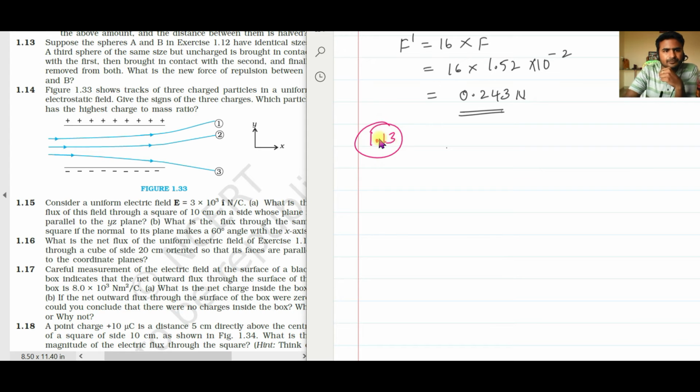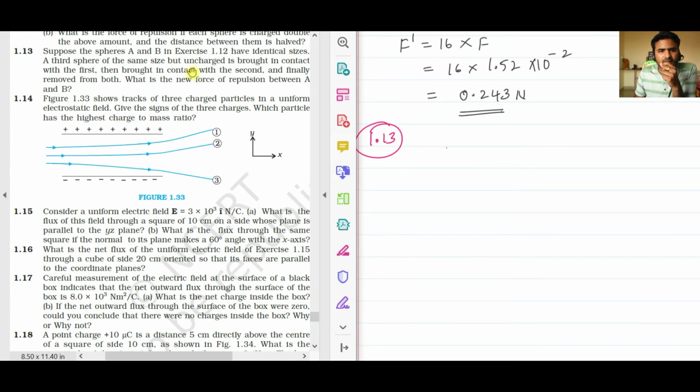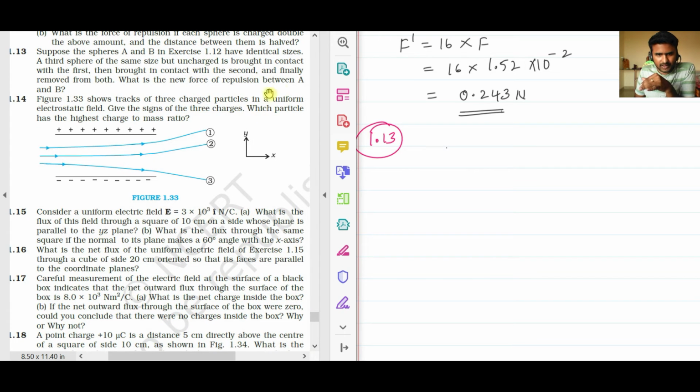So it says, suppose sphere A and sphere B in exercise 1.12, that is in the previous question, whatever spheres A and B we have taken have identical sizes. A third sphere of the same size but uncharged is brought in contact with the first and then brought in contact with the second sphere, and finally removed from both. What is the new force of repulsion between A and B?